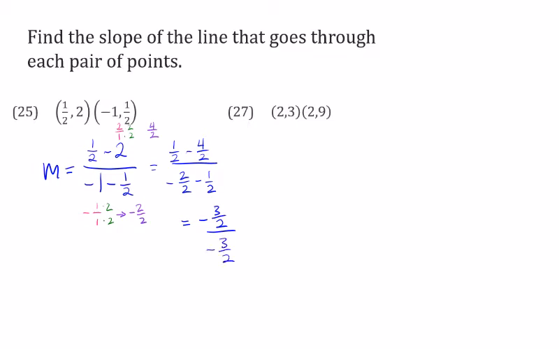So what's anything divided by itself? That's right, it's 1. Another thing is we have a negative divided by a negative, so that's going to be a positive. And let's say that these weren't exactly the same. That makes it easy because it's just 1.